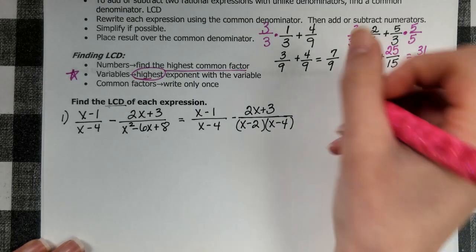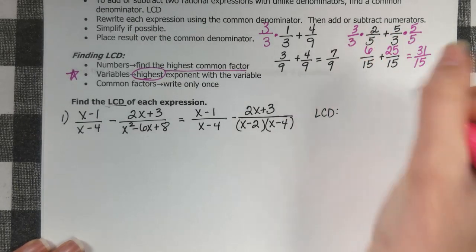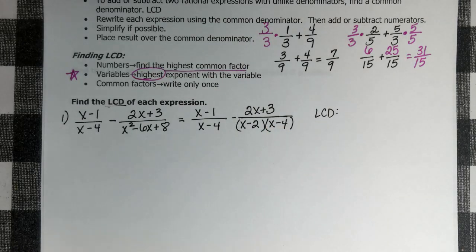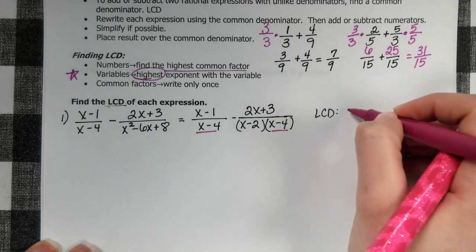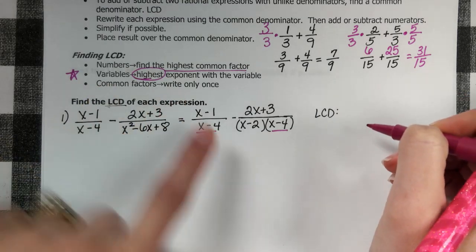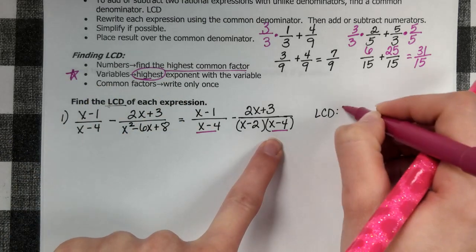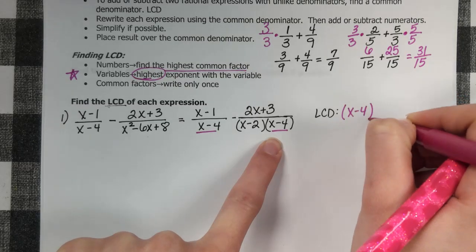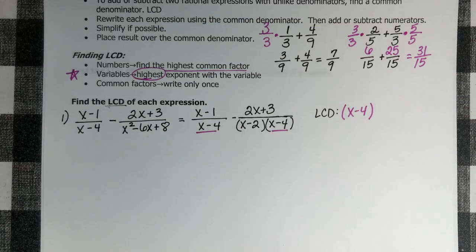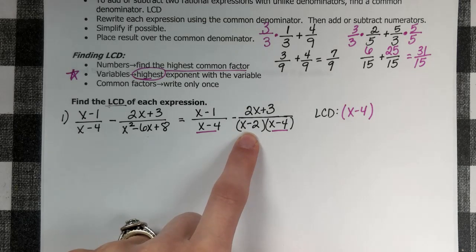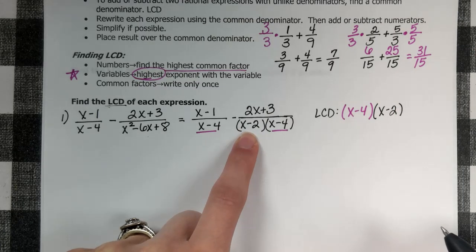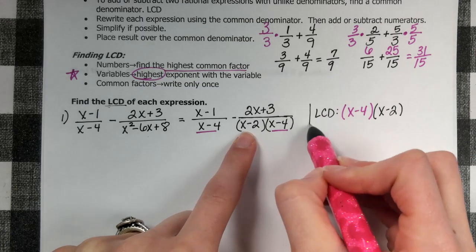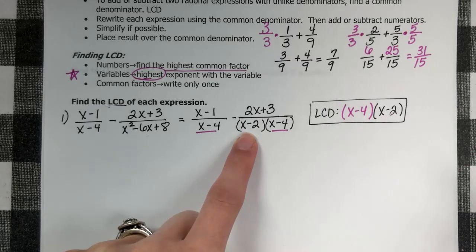Okay, so if I'm just trying to find a common denominator, what do you notice between those two denominators? They both have x minus 4. That's what I mean by common factors, you only write it once. If I have x minus 4 already, it's already common, so it has to be part of my common denominator, but I only write it once. Okay? And then, notice I have an x minus 2 still. I need that to be part of that common denominator. That would be my full common denominator.